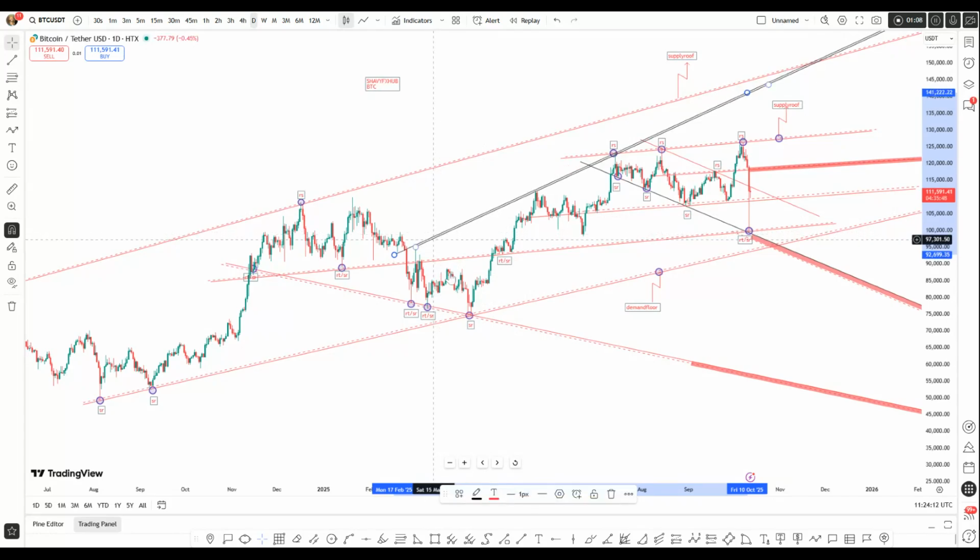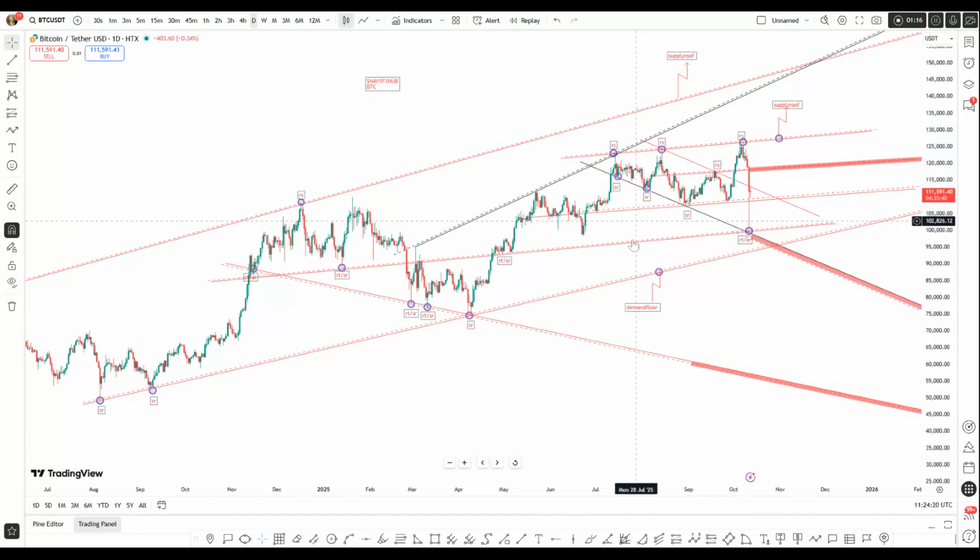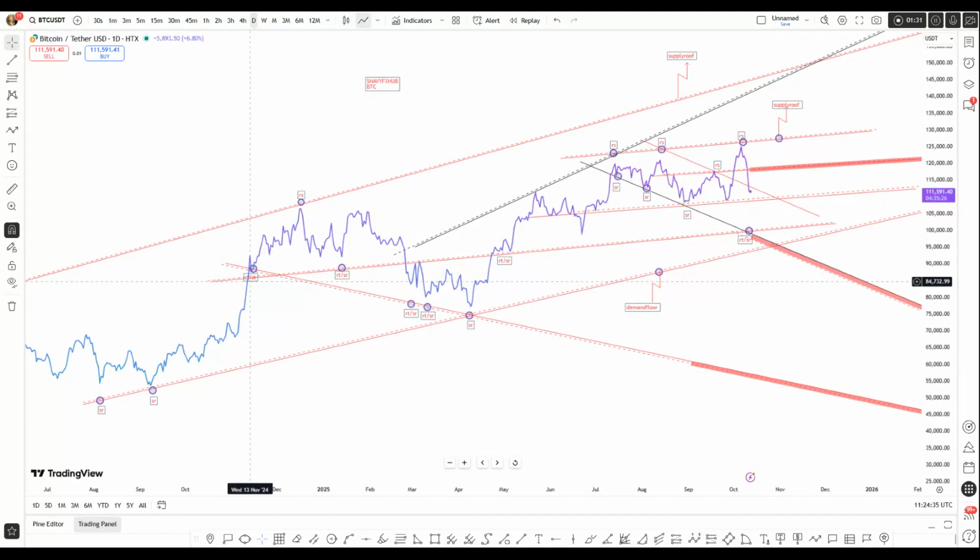You will best appreciate it on 4 hours, but because we're on daily, you might not get it properly. So we have a descending trend line, SR1, SR2, SR3. Price on technical came back to that floor to react and pick liquidity at 103,340, and we have seen a buy.